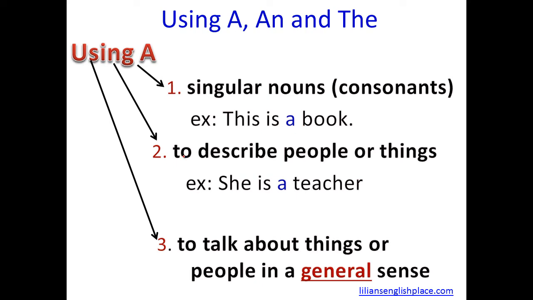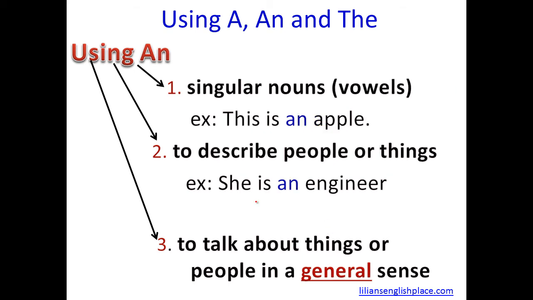The second way we can use a is to describe people or things. For example, she is a teacher. And we can also use a to talk about things or people in a general sense. Now I want you to take note of this because we are going to talk about this in detail.